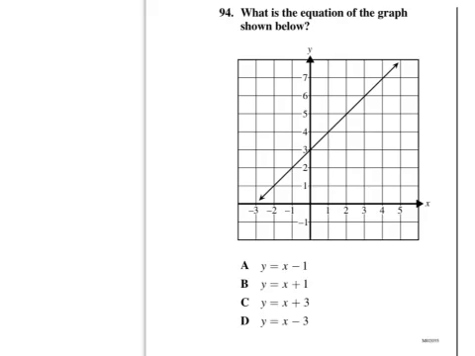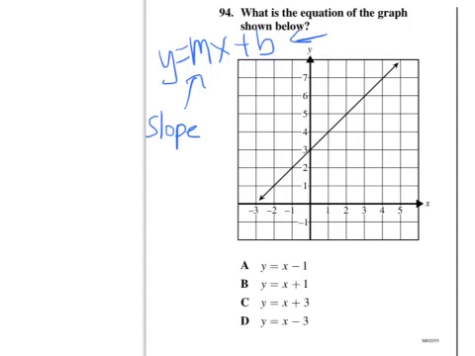Now, for this one, I want the equation of the line. You need to know this formula, y equals mx plus b. What does m stand for? Slope. And what does b stand for? The y-intercept. So can you see the y-intercept right there? Which of these have a 3 for the y-intercept? C. Doesn't D have a -3?